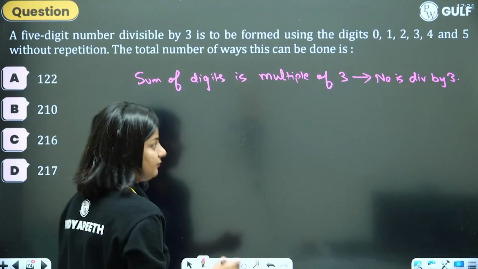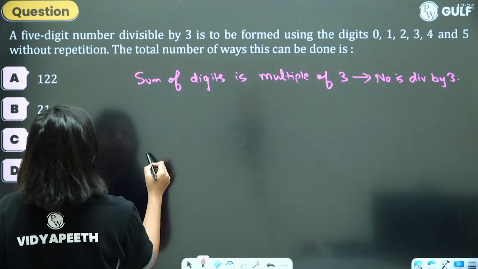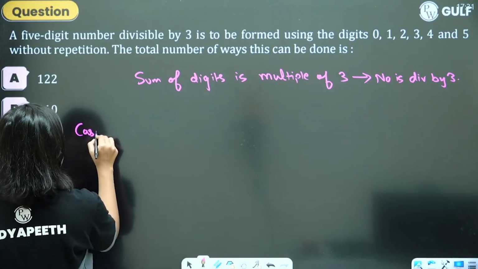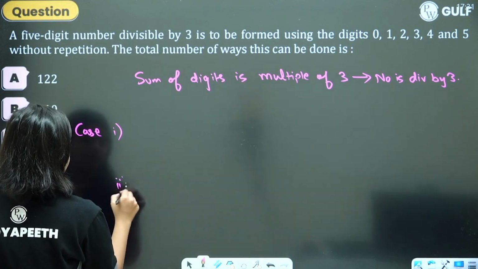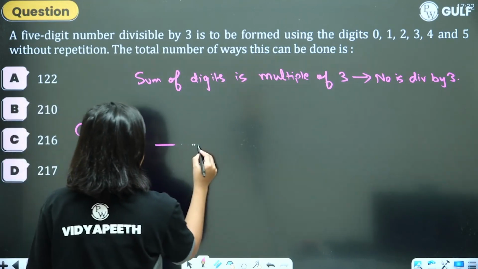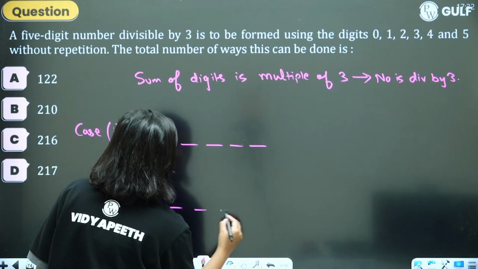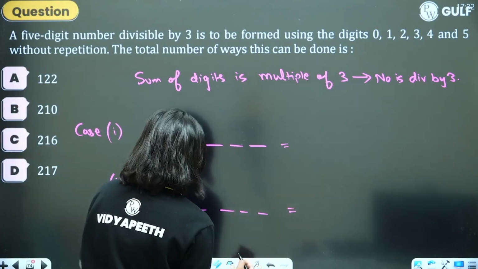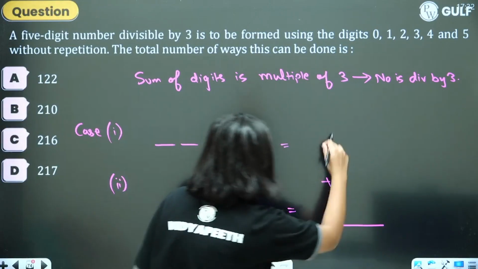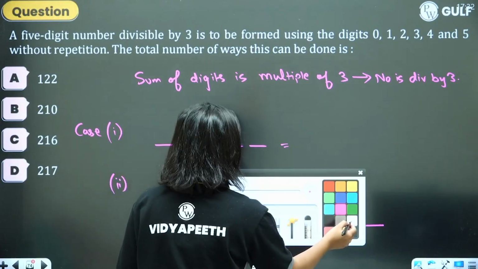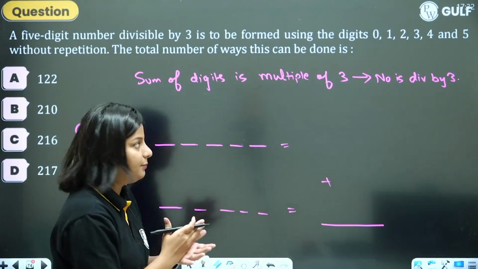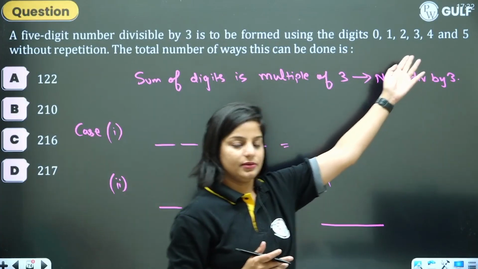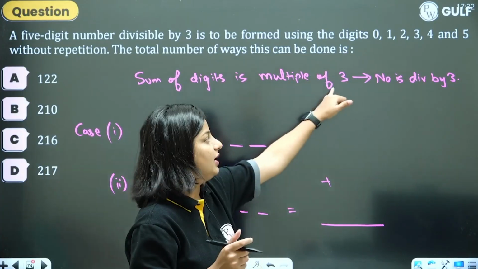Okay? So now we want a 5-digit number. There are 2 cases possible, bachcho. There are 2 cases possible. 1, 2, 3, 4, 5. And cases will always be added. So the final answer will be whatever you get, add them. In the first case, what numbers shall I choose out of them? So the addition will give me a multiple of 3.